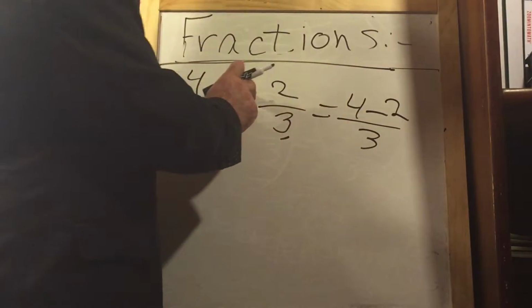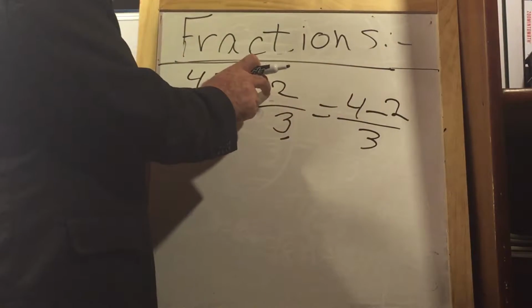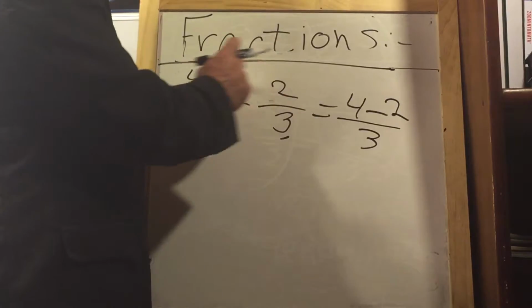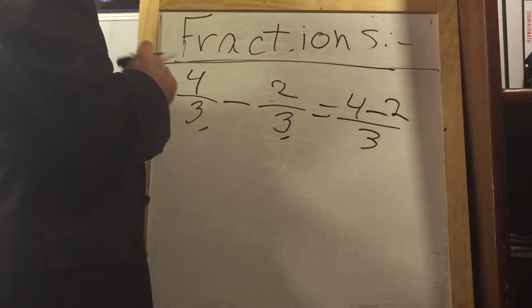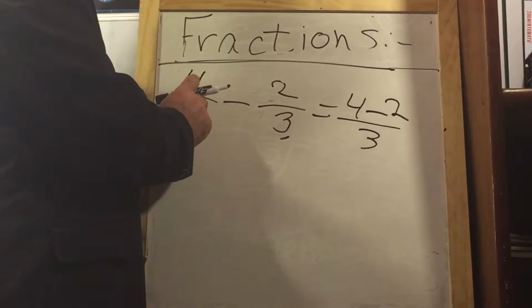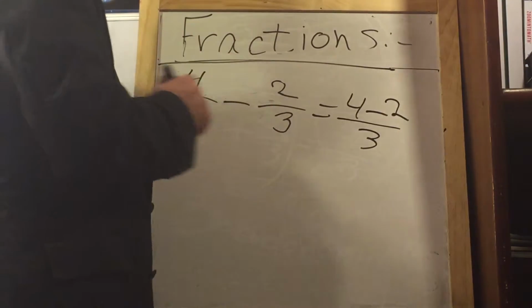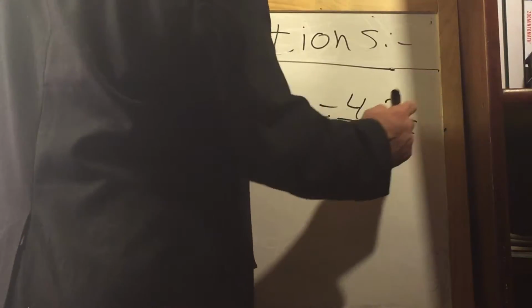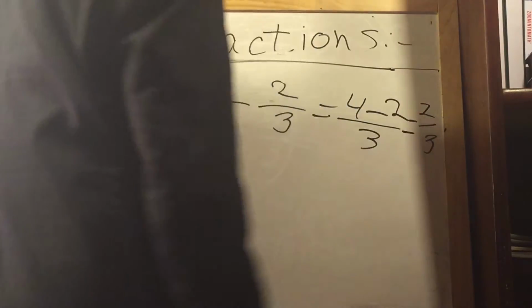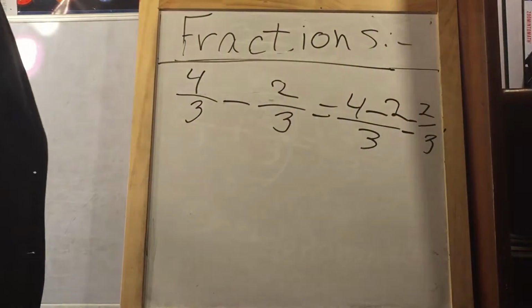Remember, we subtract only the numerator, the top. 4 minus 2, we don't say 3 minus 3, only the top. 4 minus 2 is 2, and the bottom is 3. So the answer is 2 over 3.